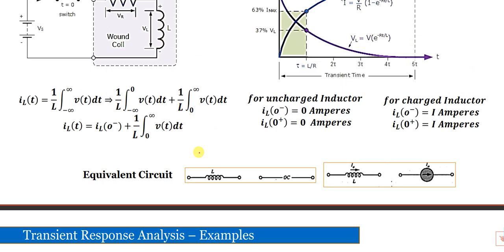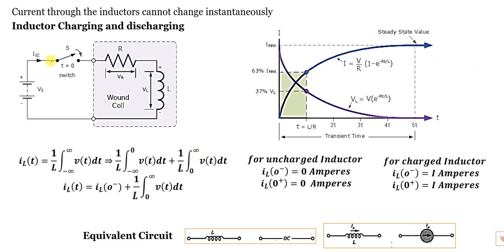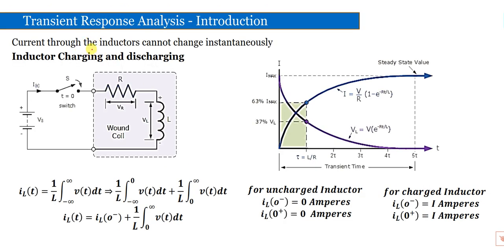Next, we have the inductor and how the inductor behaves. The current through an inductor cannot change instantaneously. You can see IL of t is equal to 1 by L integral from minus infinity to infinity of V of t dt. Again you have to split that into minus infinity to 0 and 0 to infinity. IL of t is equal to the initial current in the inductor plus, for t greater than 0, 1 by L integral of V of t dt.